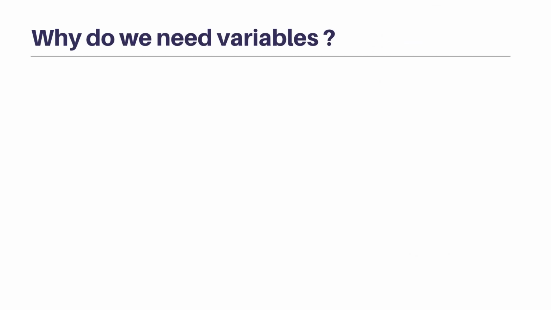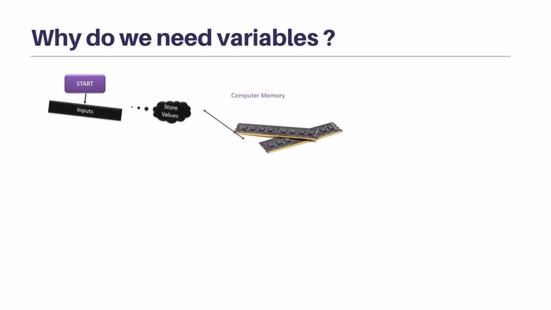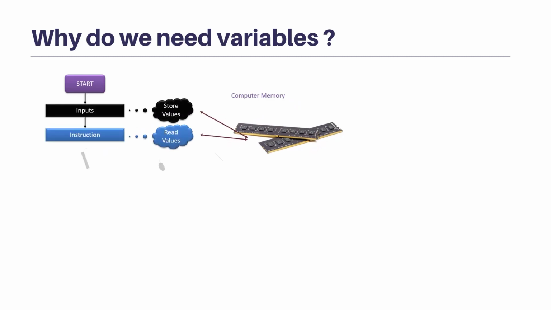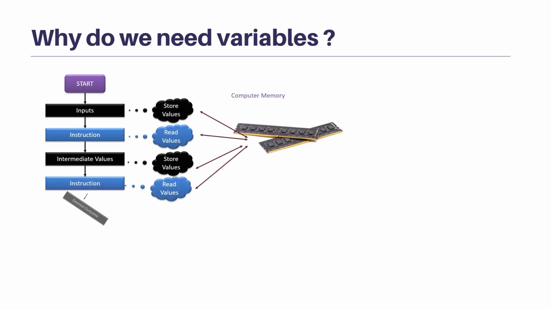Let's first understand why we need variables. Any software program is basically a collection of step-by-step instructions. Each instruction performs some operation on input values. Some instructions may produce intermediate values, and then some other instructions perform other operations on intermediate values, and ultimately this step-by-step execution produces the desired outcome. All the inputs and intermediate values are stored in the computer memory. The instructions in your program are supposed to access this data.